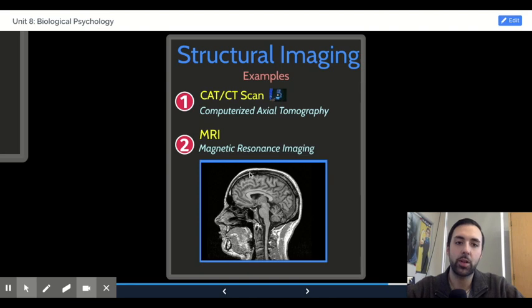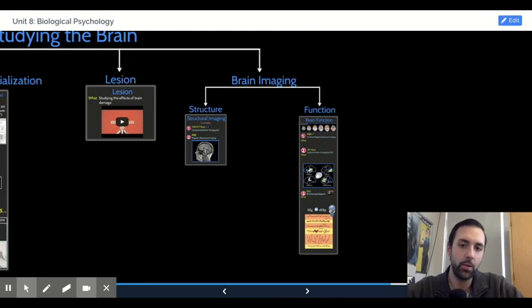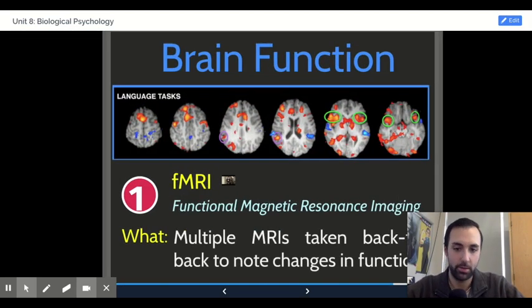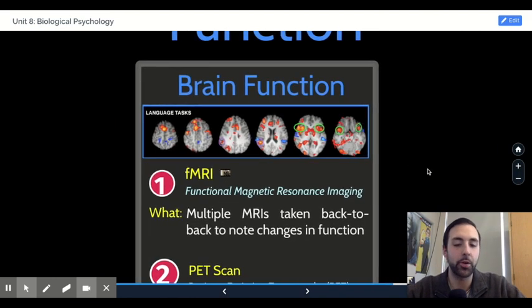There are 2 primary structural imaging techniques that exist, CAT scans and MRIs. I would like you to watch the CAT scan video here at the top. It's only about a minute or so long, but it gives you a nice snapshot into the functionality of what these 2 types of research methods entail. The other way that we can study the brain by looking at an image is to use what's called functional imaging. Functional imaging shows you what the brain looks like during certain tasks.